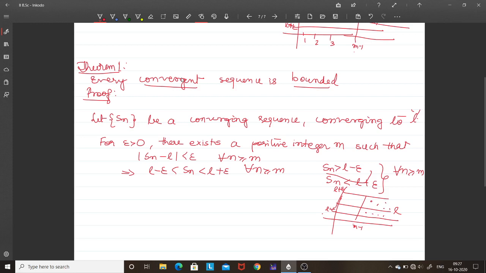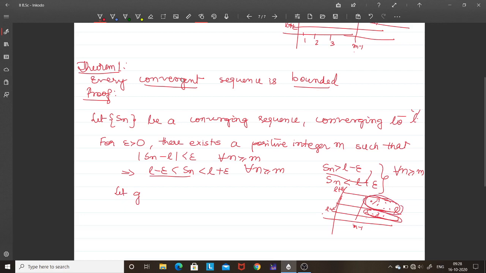So your Sn is greater than L minus epsilon, and Sn may be equal to the minimum of these values. And Sn may be equal to the maximum of these values. So Sn lies between the minimum of these values and the maximum of these values. It has some minimum value over here, as well as some maximum value here.